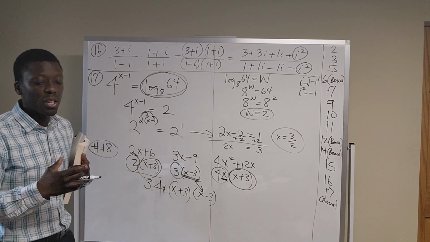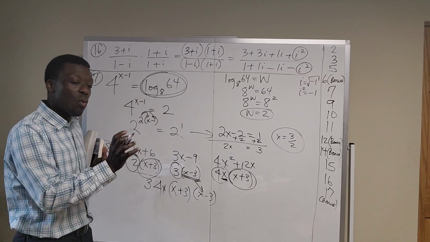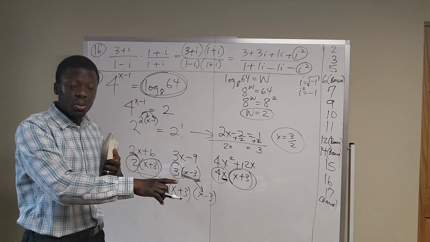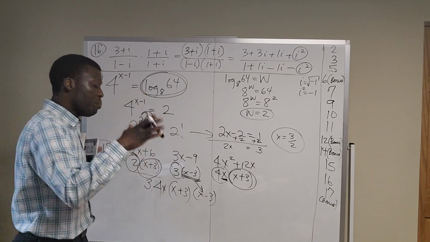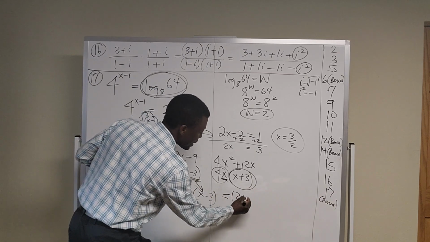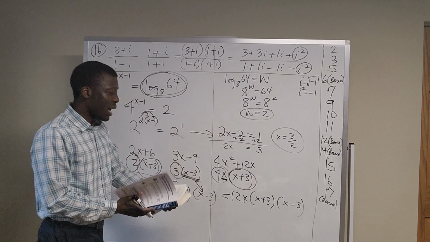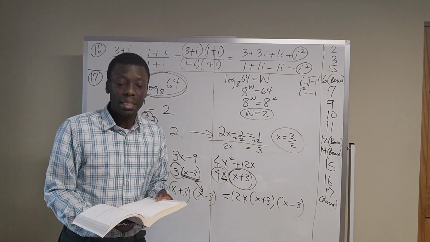So basically, to find the lowest common denominator, take the values that you've been given and find the ones they share in common, write those out. The ones they don't share in common, put them down by themselves. So the lowest common denominator here becomes 12x into x plus 3, x minus 3. So that's how I would find the solution to number 18.